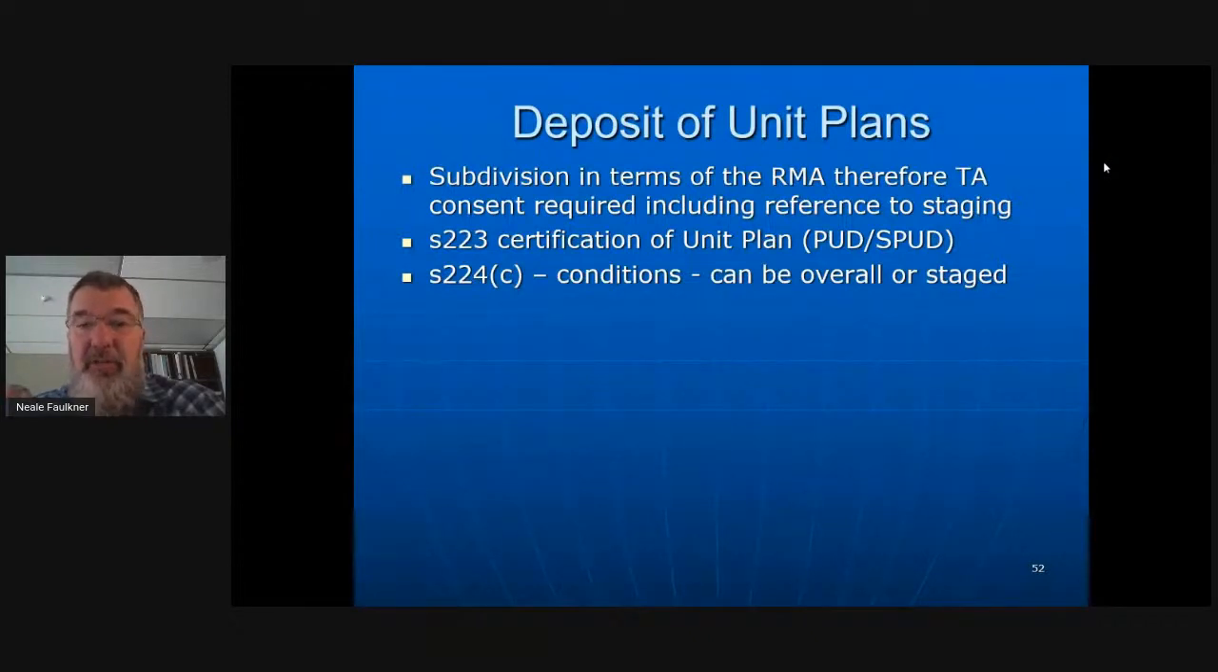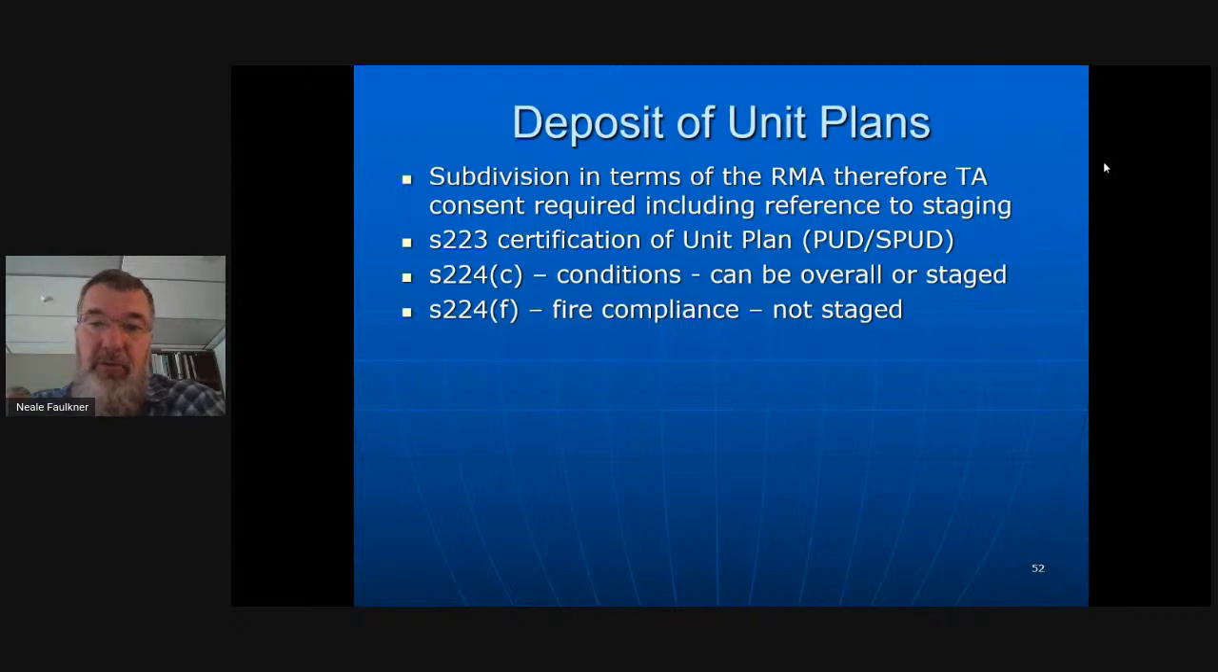If the council structure their consent in such a way that they don't allow for staging, then you have to satisfy all the conditions of consent before you do your first stage, or to complete your first stage of your subdivision, and that may be inappropriate and inapplicable. The 224F certificate unfortunately got missed out in the 2010 Act. It should be staged as well, but it's not. So you have to get a 224F certificate on either your standard unit plan or your PUD plan.